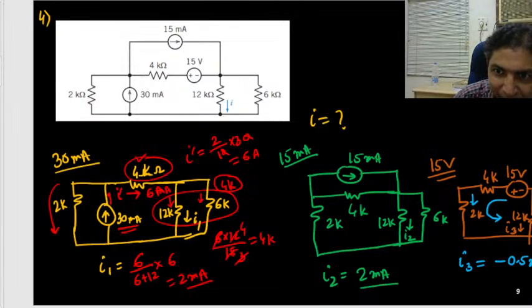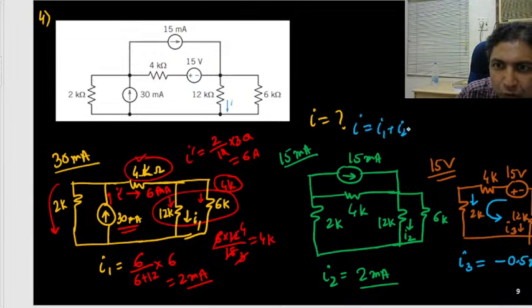Okay. So if you can get these three, what is I? I total is I1 plus I2 plus I3. That will be 2 plus 2 minus 0.5. It is your 3.5 milliampere.